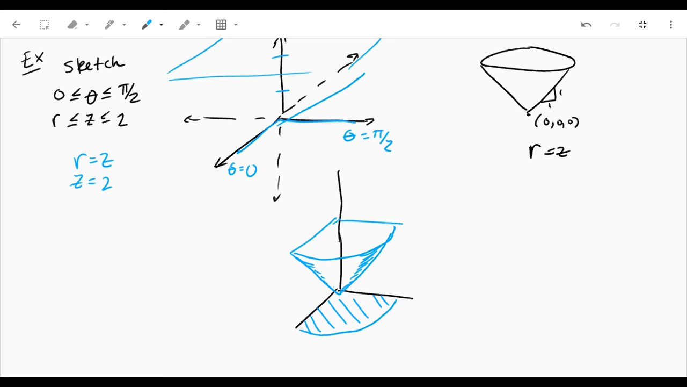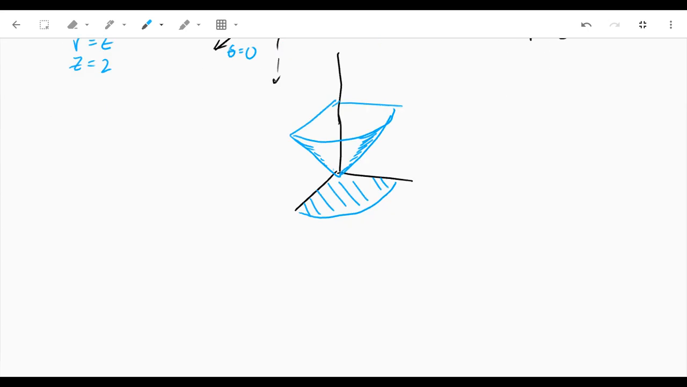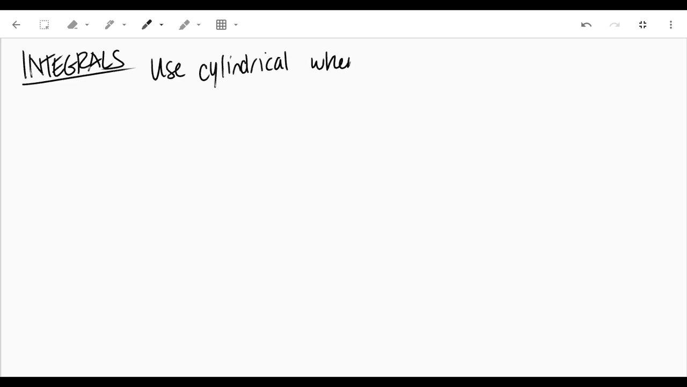Okay. All right, now we're going to get into a little bit of the proofy stuff, because now we're going to get ready to do the integrals. All right, integrals, our favorite. Okay, so we are going to use cylindrical coordinates when the region D can best be described with polar coordinates.